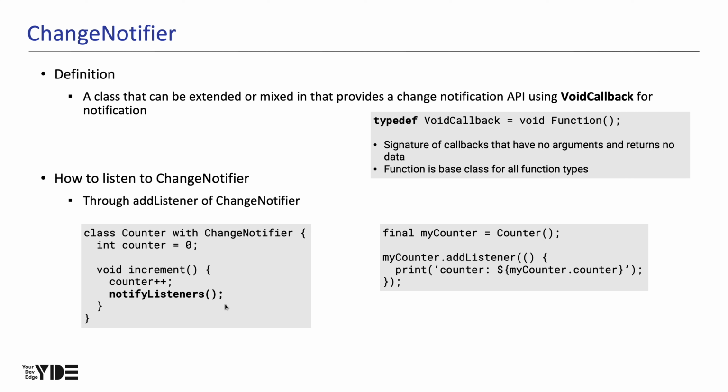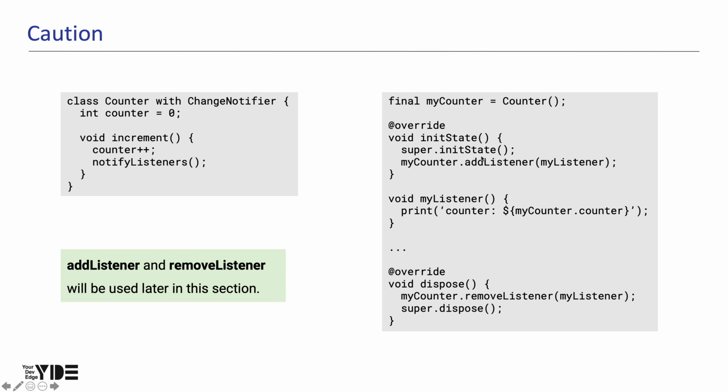So, how do you listen to ChangeNotifier? A ChangeNotifier has a method called addListener. You can register a callback function through this method. Then, this callback will be executed every time notifyListeners is called. There are some things to note when using addListener. Since added listeners are not automatically disposed, this must be done manually. ChangeNotifier has a function called removeListener, which disposes listeners that are no longer needed. addListener and removeListener will be used again later in this section.